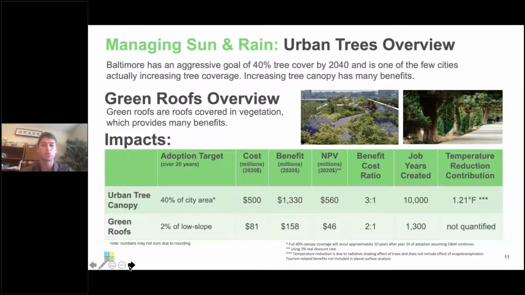And lastly, trees are an important part of the set of solutions recommended for Baltimore. They create a significant amount of jobs and are the second largest contributor to temperature reduction outside of cool roofs. In general, they provide a great deal of shading. They look aesthetically pleasing, but overall, they provide a ton of value for Baltimore. And it's why Baltimore has been one of the only cities to actually increase their tree canopy over the last decade.